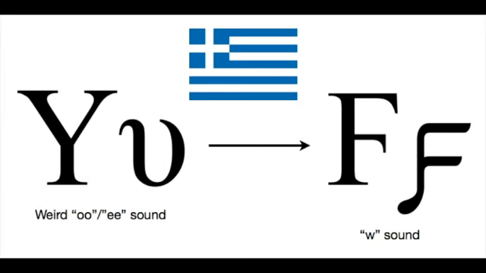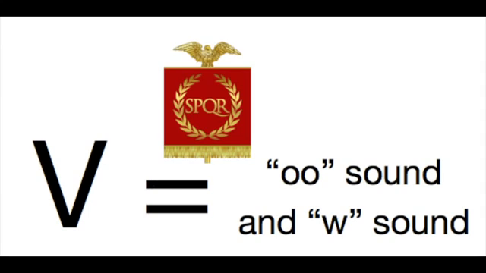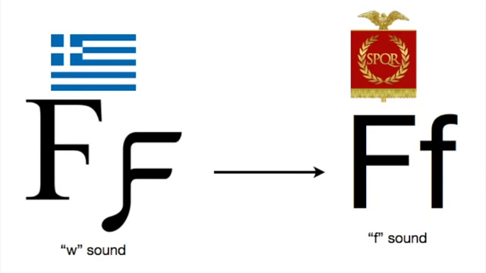Now, the Greeks had modified their letter for the oo sound to represent the oo sound's more consonant-y cousin, the w sound, and they made it into what would become the letter F. The Romans didn't have a w sound, or at least they didn't distinguish it from their oo sound, so they used that letter for a sound they had, but the Greeks didn't, the f sound.